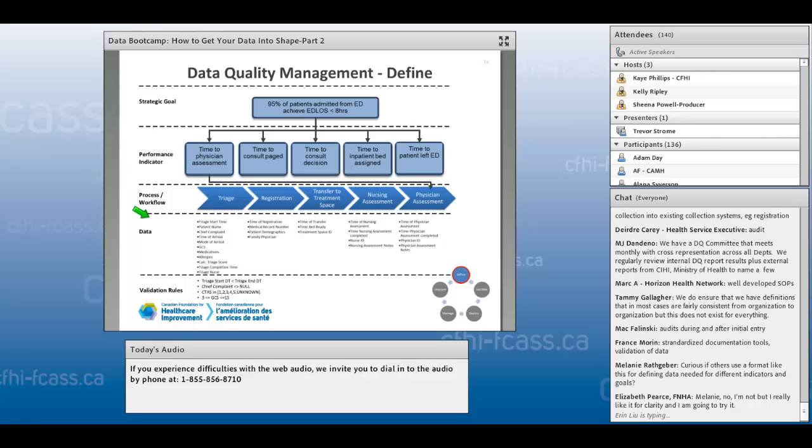But then we would draw a solid line here where this arrow is, because the data piece is typically the domain of data analysts. And like you said, we'll see a data request coming in from a quality improvement team that says, I need this information, can you analyze that?